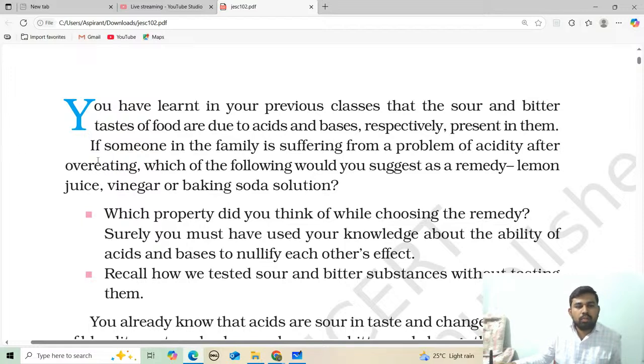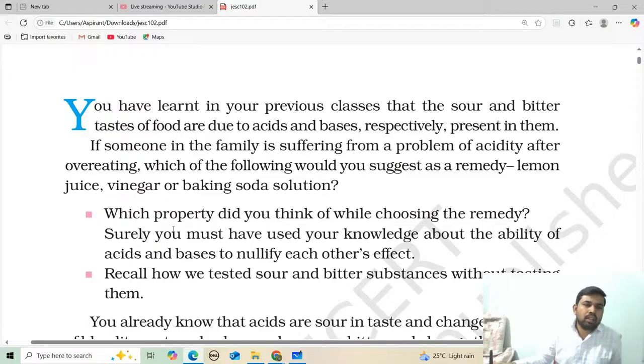They are talking about something called a neutralization reaction. Which property did you think of while choosing the remedy? Suppose overeating means there is an excess of acid, so we should take the acidic drink like cold drinks or lemon juice. And recall, surely you must have studied the ability of acids and bases to nullify each other.